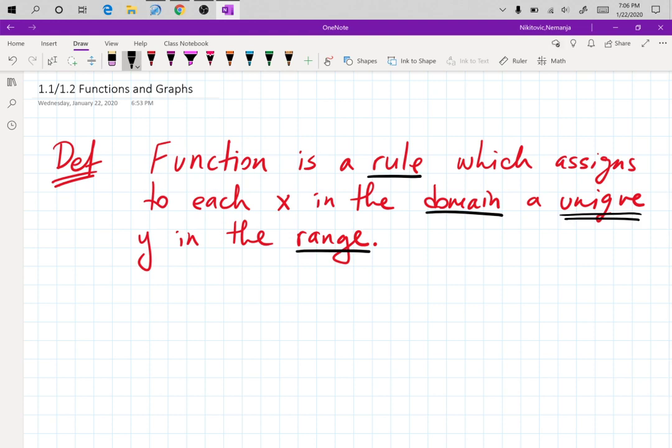So when the exam question says, what is the definition of the function? Or what is a function? Or define a function? This is what you write.